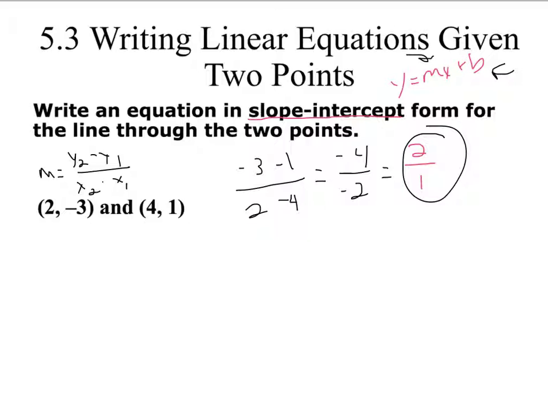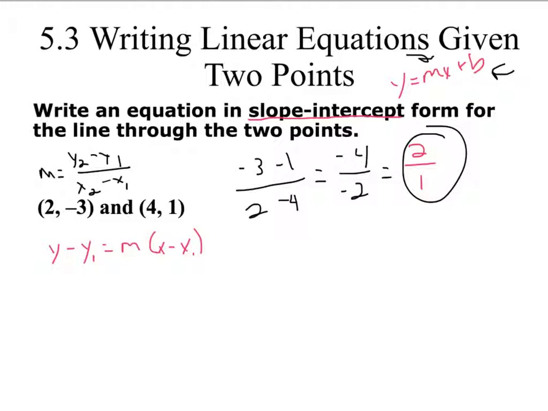Now we have 2 over 1, and we have points. So what could we use? If I have a slope and I have a point, I can use point slope form. What is point slope form? y minus y1 is equal to m times x minus x1. Get to know that formula if you haven't memorized that now.